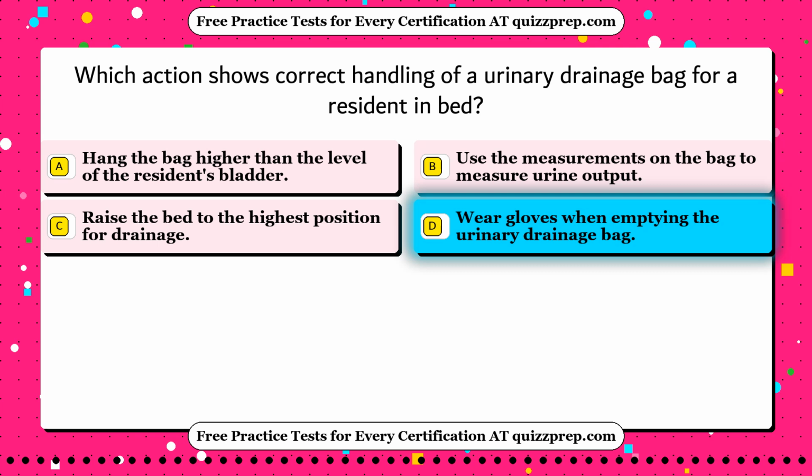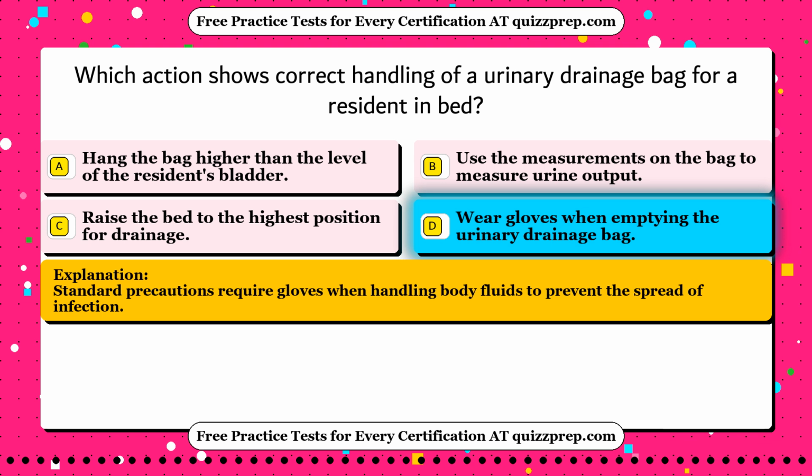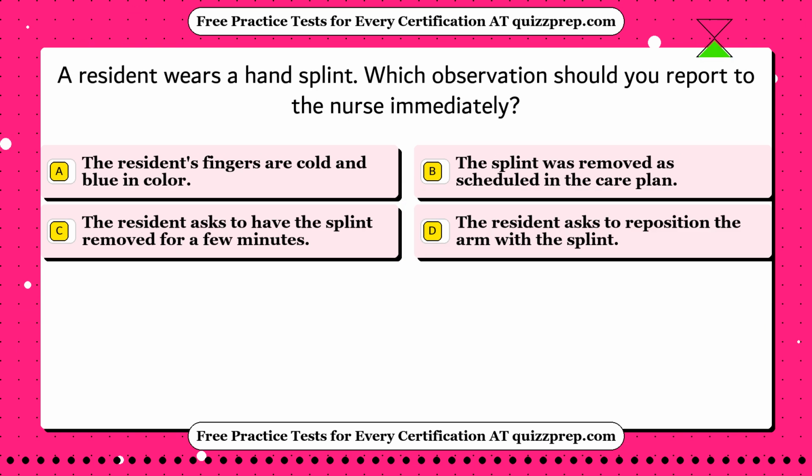The correct answer is option D. Wear gloves when emptying the urinary drainage bag. Standard precautions require gloves when handling body fluids to prevent the spread of infection. Question 28. A resident wears a hand splint. Which observation should you report to the nurse immediately?